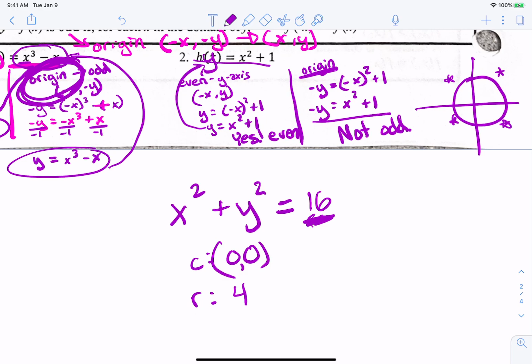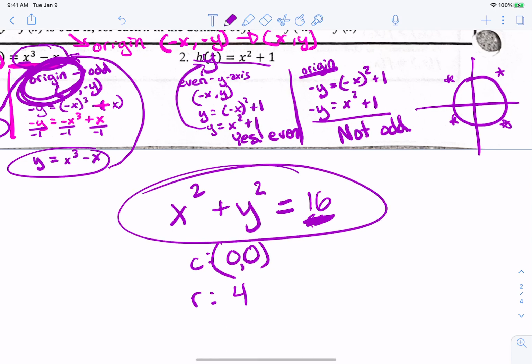So this is what would have to happen in order for it to have both y-axis and origin symmetry. It would have to have x squared and y squared.